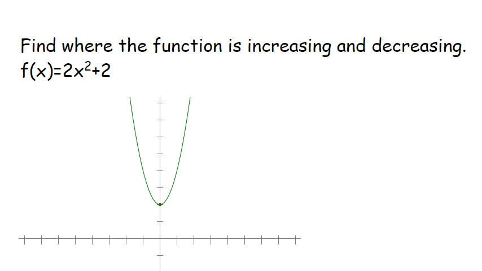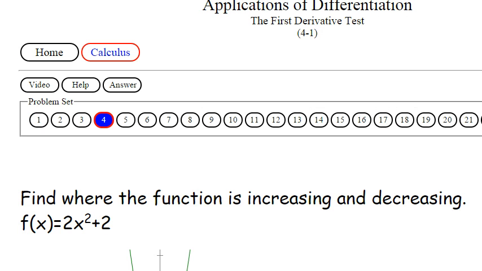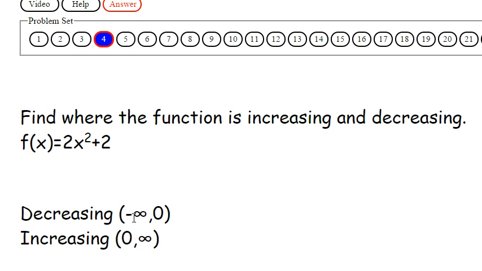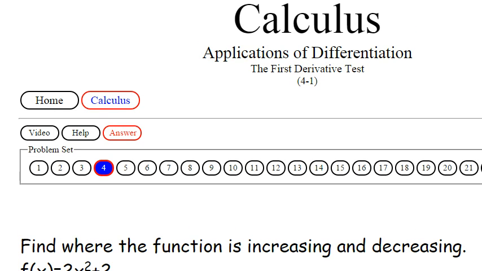Now let's go over here and click on the answer. Okay, so as you can see, decreasing from -infinity to 0, like we said, and then increasing from 0 to infinity, and we don't include 0. Okay, it's not increasing nor decreasing there. Alright, so pretty simple stuff. So we're building up now. We found the critical number, and that's going to help us find where the function is increasing and decreasing.